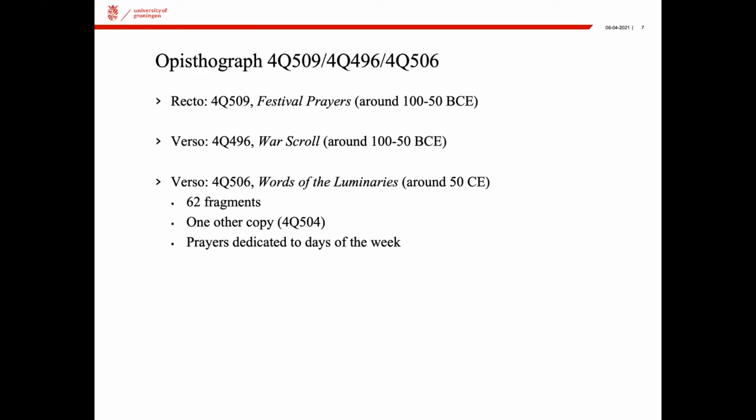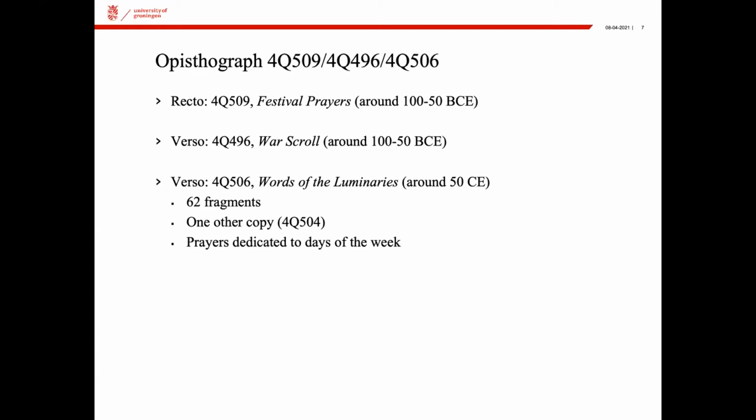So anyway, we move on. The main point I wish to emphasize is that the three compositions on this opisthograph were grouped together by the scribes behind the scrolls in antiquity and not by modern scholars. So this is a material certainty.